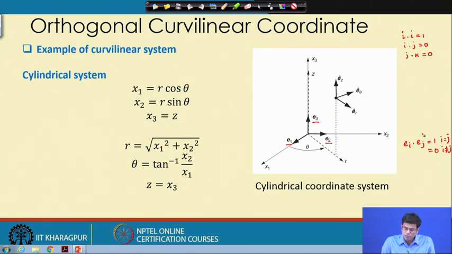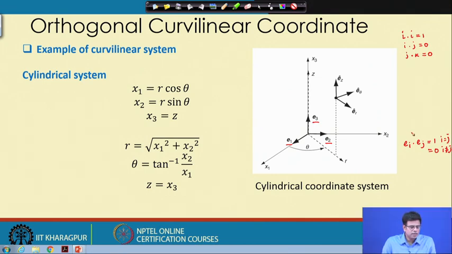Now, suppose I want to define another coordinate system, which probably you have seen in some of the courses or lectures earlier. One of them is the cylindrical coordinate system, where we define the coordinates as r, theta, z. So, instead of x1, x2, x3 we define r, theta, z coordinates.